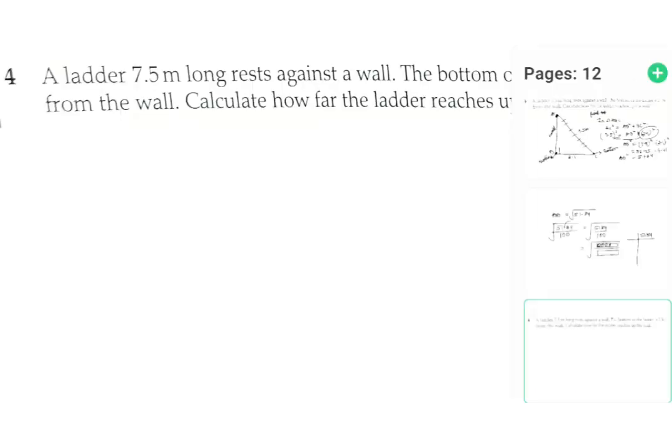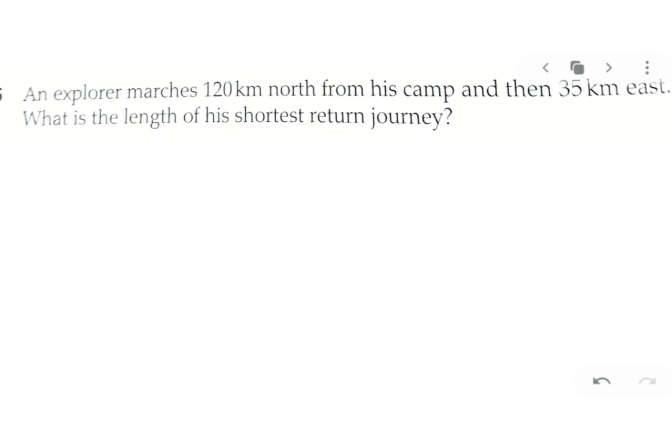Next, an explorer marches 120 km towards north and then 35 km towards east. What is the length of his shortest return journey? So first he is going towards north. So we'll put it 120 kilometers north and then he is going towards east, that is 35 kilometers east.